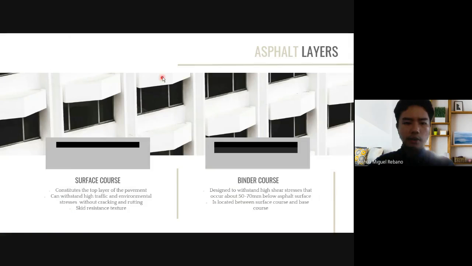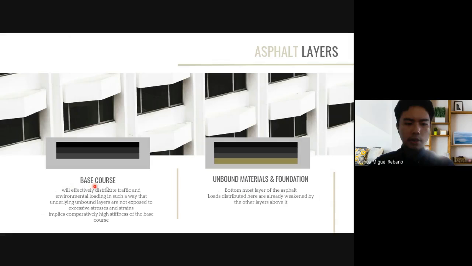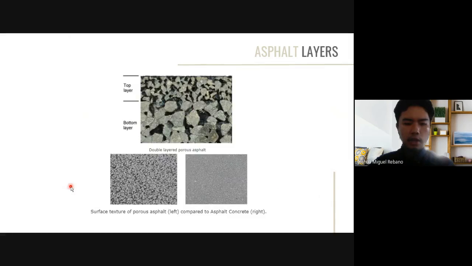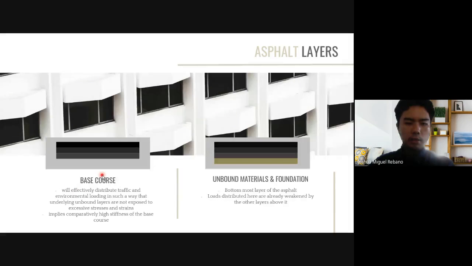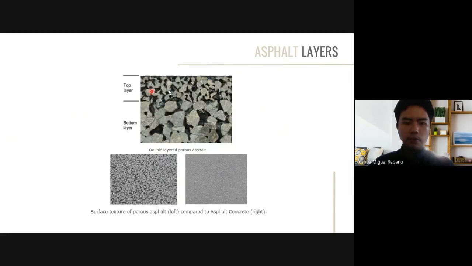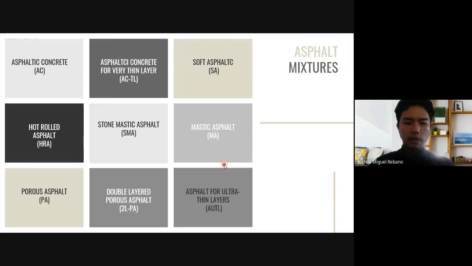So the different types of asphalt layers. First, we have the surface course. Next, we have the binder course. The third one is the base course, which gets most of the load and distributes it. And lastly, we have the unbound materials and its foundation. So this is the picture of the asphalt layers, the top layer, which is the surface course, and the next layer, the base course.